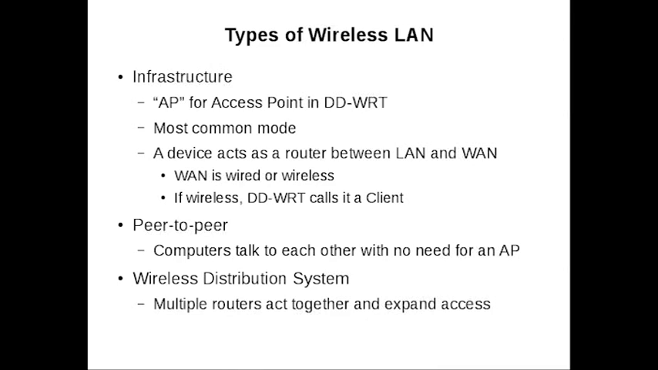Wireless distribution system. That's when you have a bunch of routers, like you have a really big building and you want to have someone be able to walk from one end of the building to the other and not have to sign on to a new wireless network. A wireless distribution system allows you to have a series of wireless devices together, and that's how that happens. So Wikipedia actually has really great descriptions of this, and then the DD-WRT documentation is also really good.